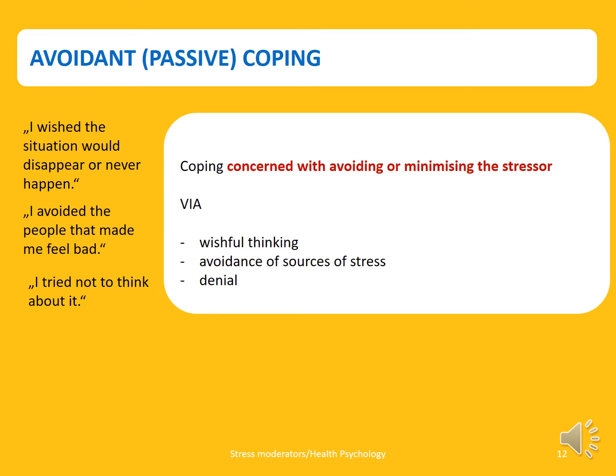Your answer to the question, what have you done in order to deal with it, in the second dimension could also be, I wish the situation would disappear or never happen, or I avoided the people that made me feel bad, or I tried not to think about it. Those are examples of avoidant or passive coping strategies, concerned with avoiding or minimizing the stressor through wishful thinking, avoidance of the source of the stressor, or denial.